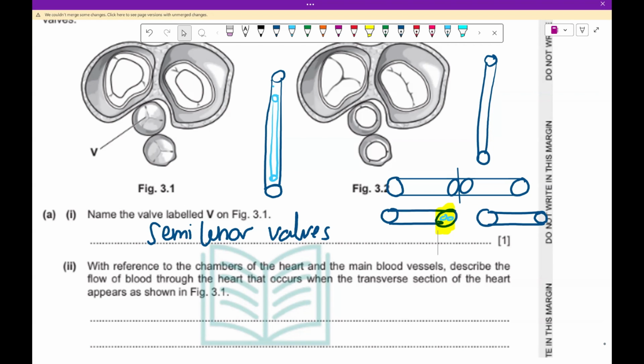And into the atria from the different vessels, which is the vena cava and the pulmonary vein.